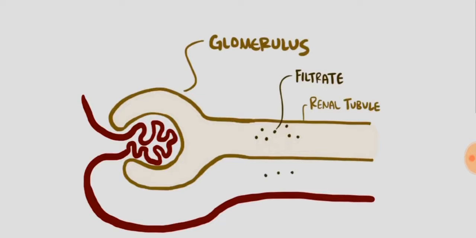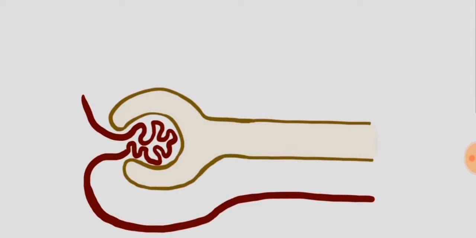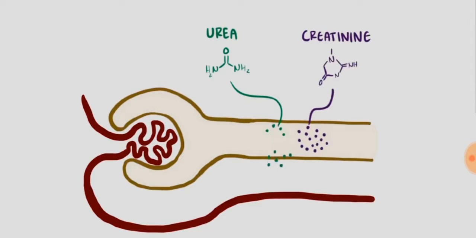Sometimes fluid or electrolytes can move back from the filtrate into the blood, called reabsorption. And sometimes more fluid or electrolytes can move from the blood to the filtrate, called secretion. Along with fluid and electrolytes, though, waste-containing compounds can also be filtered, like urea and creatinine. Although some urea is actually reabsorbed back into the blood, whereas only a little bit of creatinine is reabsorbed.